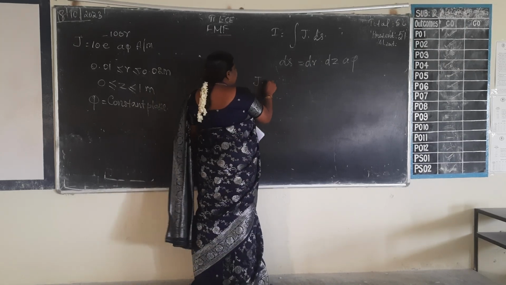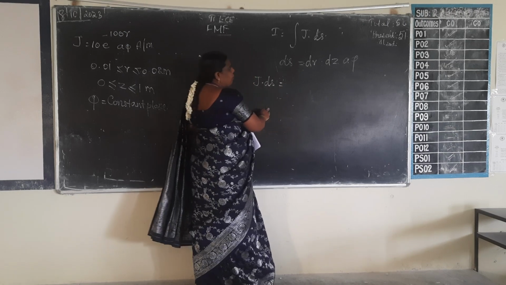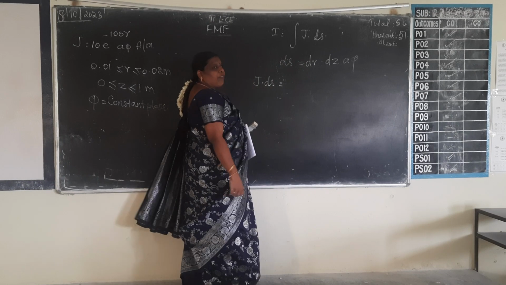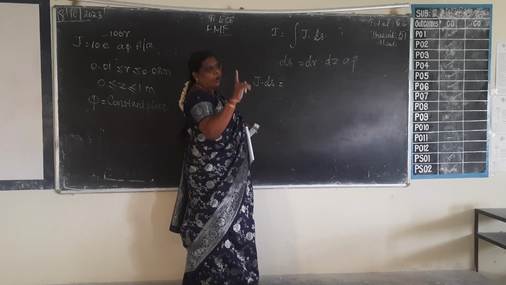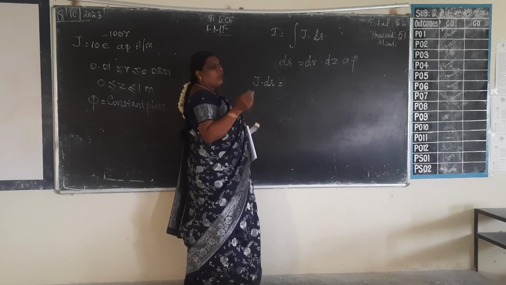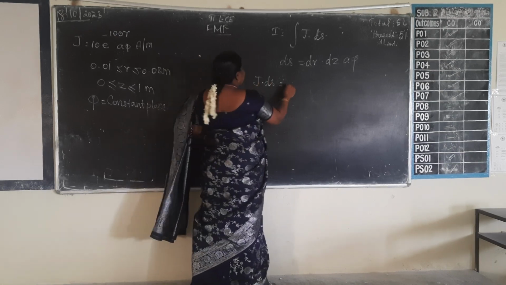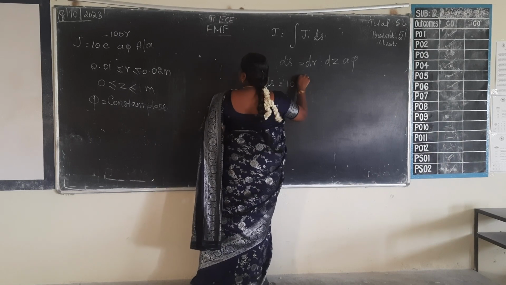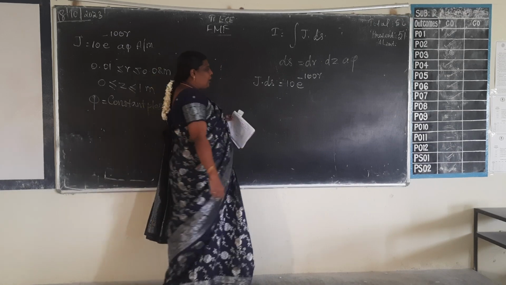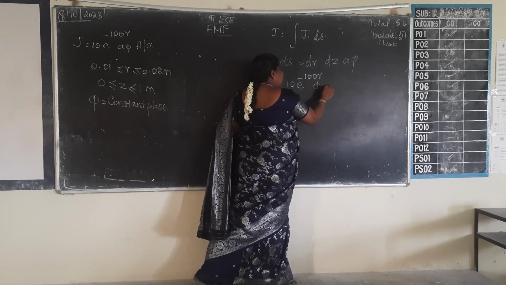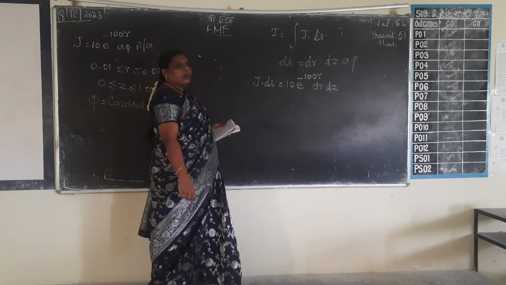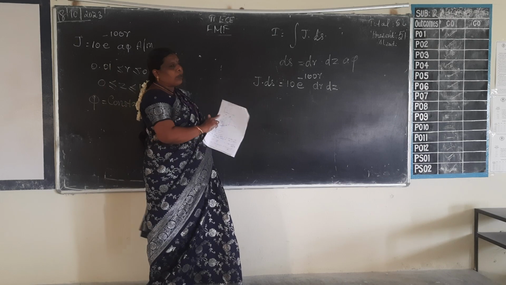So first we find out J dot ds. J dot ds will be this into this. What is that? a phi dot a phi will become 1. Very good. So the remaining terms will be coming here. What are they? 10 e power minus 100 r dr dz. Now what is constant here? 10 e power minus 100 r is not constant.